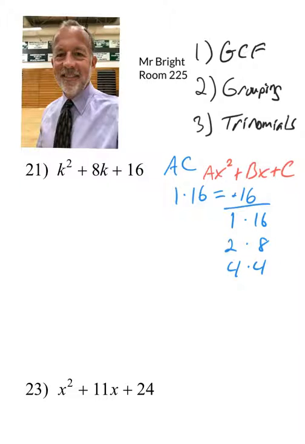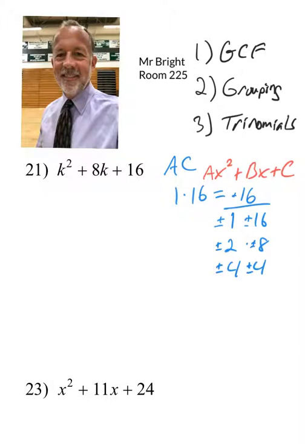Now, here's a little wrinkle in this. While this 16 up here is positive, I don't know if it's positive because I multiplied two positive numbers together or because I multiplied two negative numbers together. And so you always have to think of these as being either positive or negative. We're not sure yet. We just know that they have to multiply to give me a positive 16. So that's our first step. Multiply a and c together, you get the 16. You factor that out into all the different pairs of numbers that can multiply to give you 16.